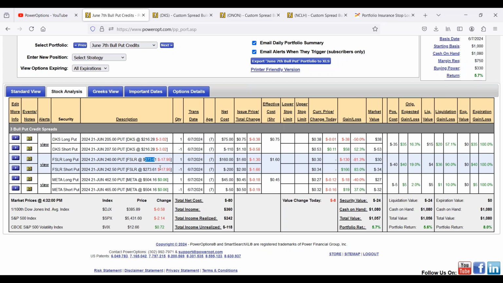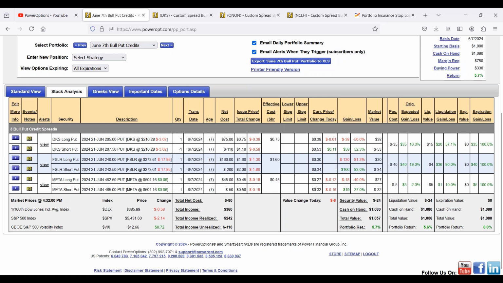But the trade was never in threat. The alerts never got triggered: stock trading within 1% of our short put strike price, I believe. And we never hit a 50% loss. But even though the stock took a dive today of 17.95, about 18 points, and is trading at 273.61, we could close the position at max expected profit, which was the 40-cent net credit.